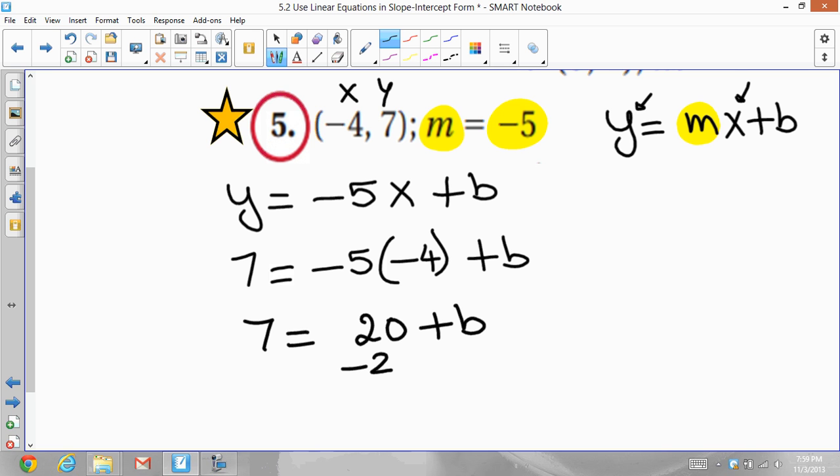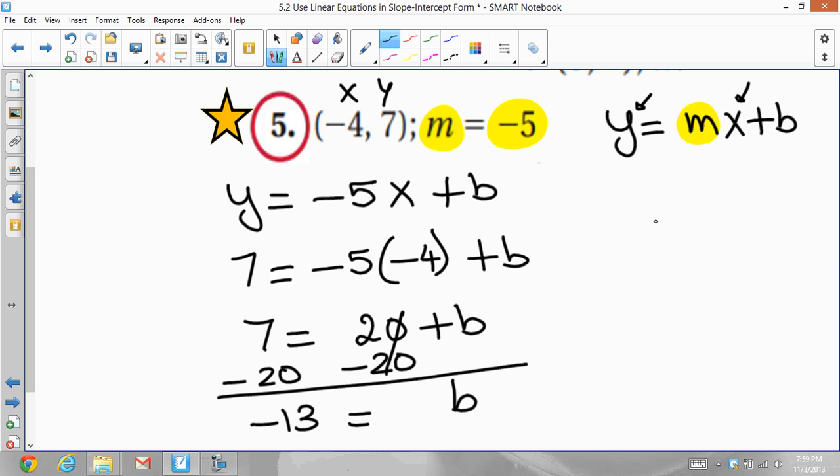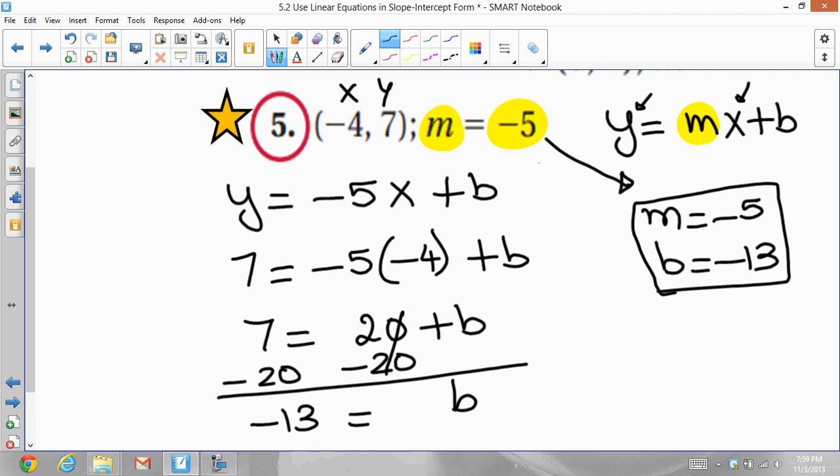This will be a one-step equation, minus 20 on both sides, and you have b equals negative 13. So you have m equals negative 5, which comes from the equation, and you have solved to find b as negative 13. Now once you have these two, you can write an equation. So the equation is going to look like y is equal to negative 5x minus 13, because I'm going to replace m by negative 5 and b by negative 13, keeping my x as a variable and y as a variable, and that is the answer. That is what they are asking you to write as an equation.